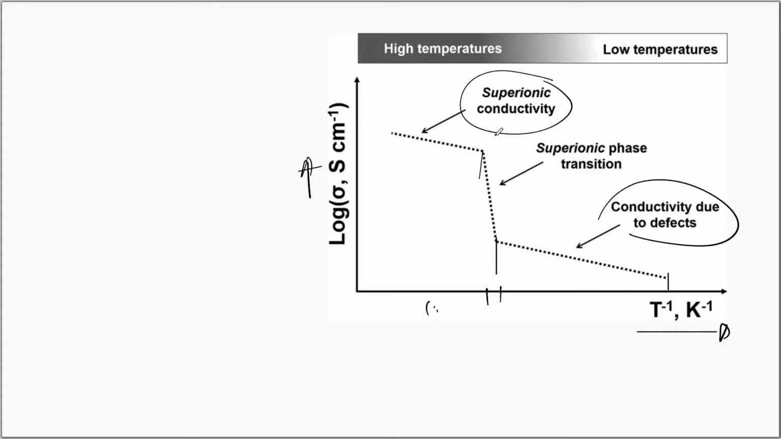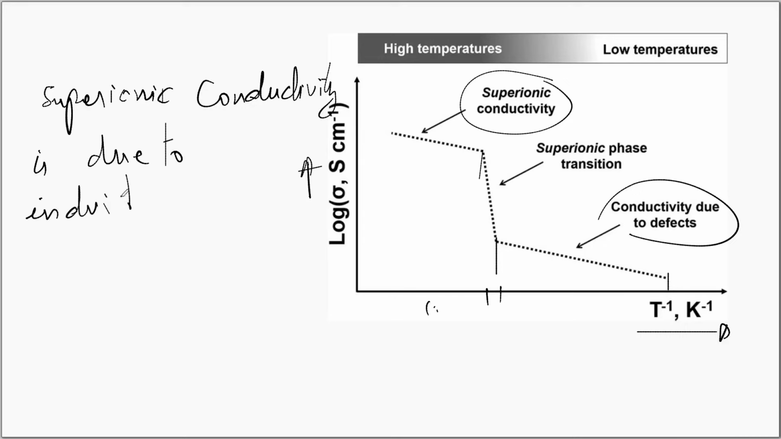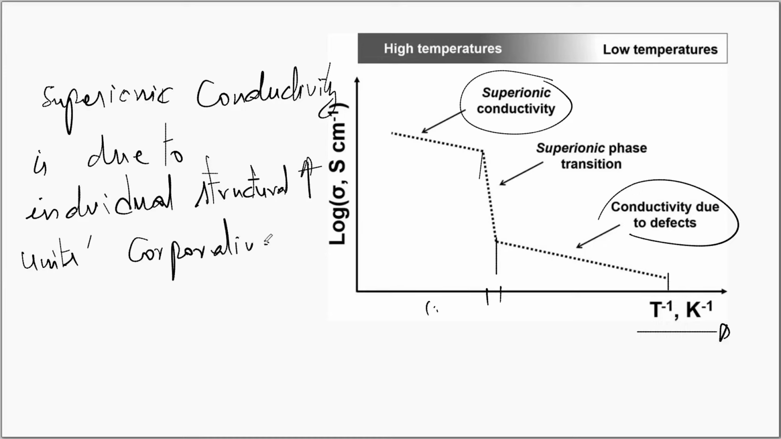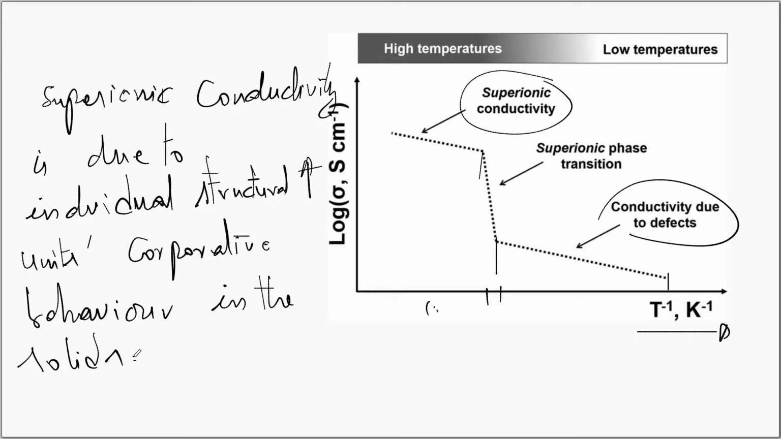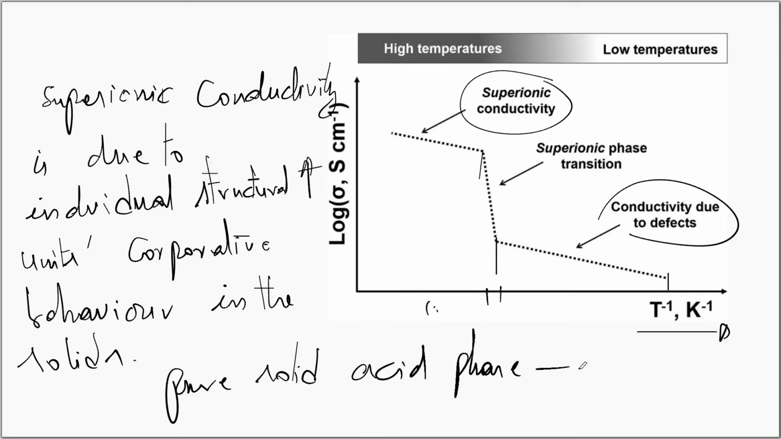The ionic conductivity before the superionic phase is caused entirely by the number and nature of the defects in the material. After the phase transition, the increased conductivity is mainly due to the individual structural units' cooperative behavior in the solids. If one introduces more defects, one can notice higher conductivity in the lower temperature region. However, when the defects are more, you see a smaller conductivity in the superionic phase at higher temperatures. So it is essential to have a pure solid acid phase to enable the highest possible proton conductivity.